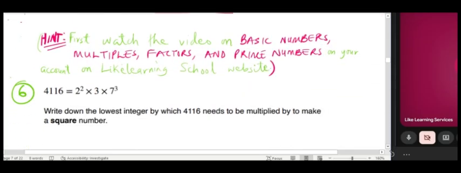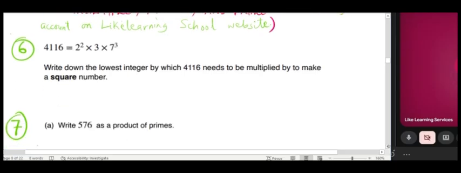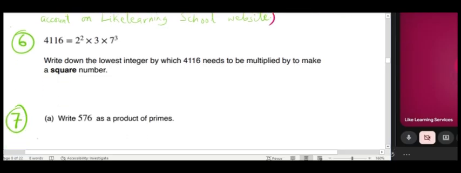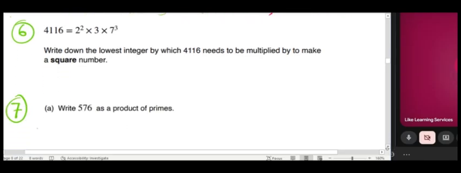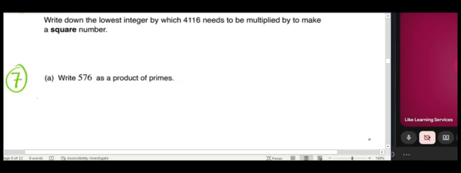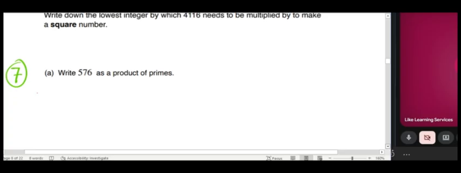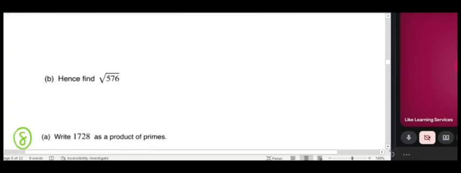Now section B. 4,116 is equal to 2 raised to the power 2 times 3 times 7 raised to the power 3. Write down the lowest integer by which 4,116 needs to be multiplied to make a square number. And then write 576 as a product of primes. Hence, find the square root of 576.